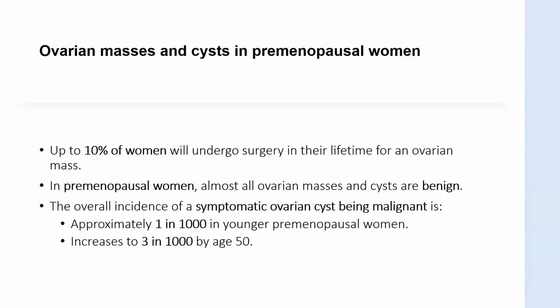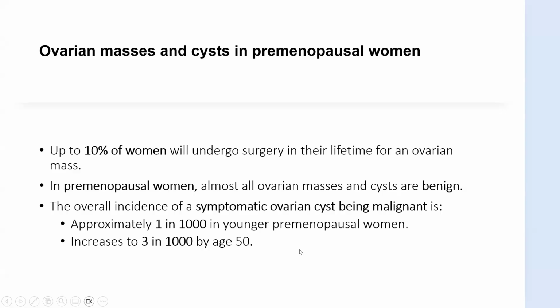So let's start. Ovarian masses and cysts in premenopausal women, those women who are not in the menopausal phase. Up to 10% of women will undergo surgery in their lifetime for an ovarian mass. These percentages are very important. 10% of women undergo surgery in their lifetime for an ovarian mass, and in premenopausal women, almost all ovarian masses are benign. And the overall incidence of a symptomatic ovarian cyst being malignant is.